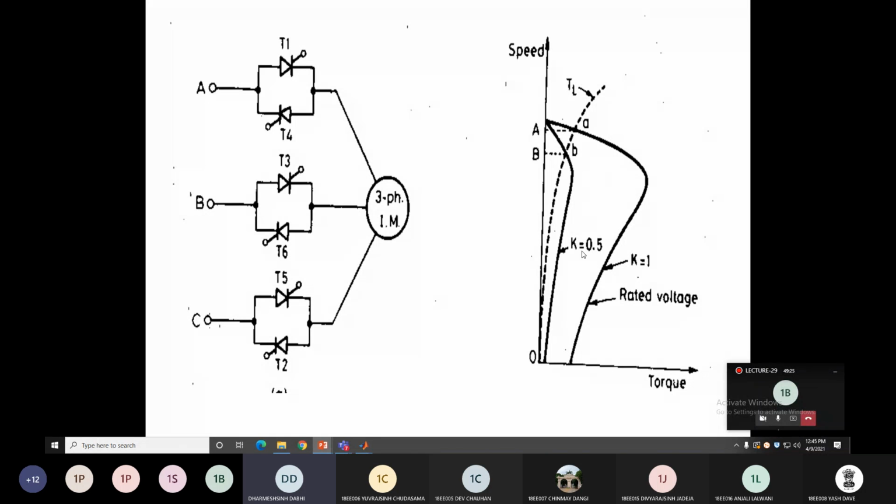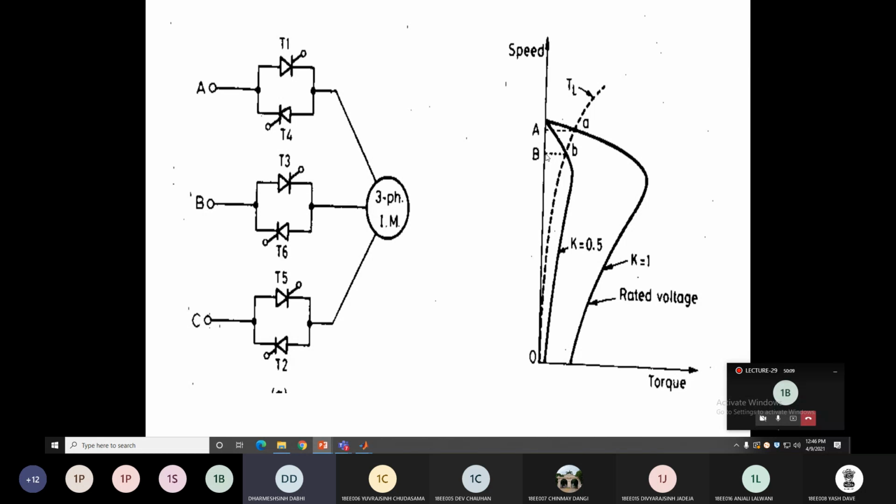Now when you reduce the voltage, K is equal to 0.5 times or half of the supply voltage, then you can see that this torque speed characteristic becomes this. Your load torque characteristic remains as it is, but it intersects with the torque speed characteristic of the motor at point B here. So the speed of the induction motor will reduce as compared to the rated voltage. At the rated voltage, your motor will operate at point A, at this speed, and with the reduced voltage, your motor will operate at point B.